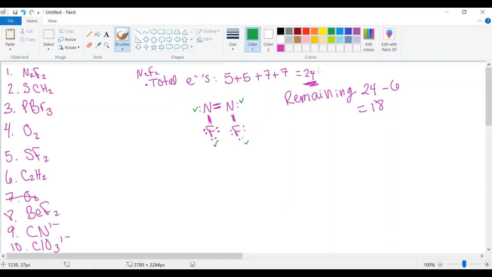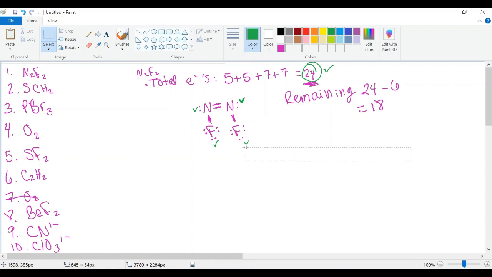And then I just want to double check. I didn't make up any electrons, right? I started with 24. I should still have 24. So I'm going to count everybody up now that they all have octets satisfied. And I want to make sure I didn't create any electrons from nowhere. So I have 2, 4, 6, 8, 10, 12, 14, 16, 18, 20, 22, and 24. So as long as I have the same amount of electrons I started with and everybody has a full octet, then I've got a valid structure.